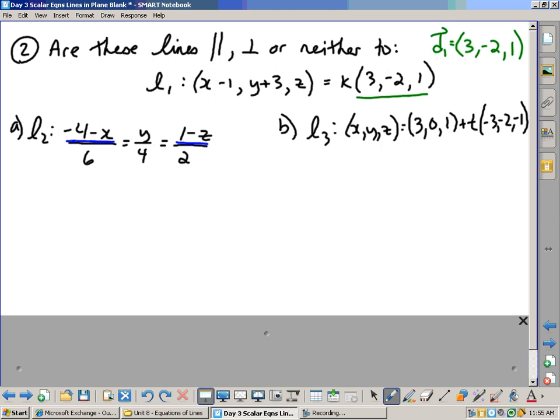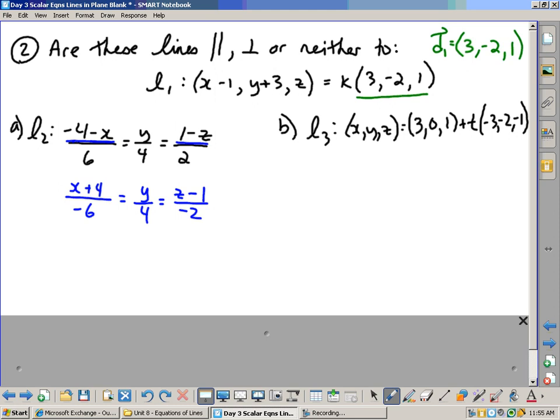We can do that by multiplying everything by negative 1. So the negative 4 becomes a plus 4. The negative x becomes a plus x, and we can put it in the front. However, the bottom is going to be minus 6. The y over 4, it's okay. It's in the correct form. The z is in the wrong spot. Again, multiplying everything by negative 1. So the minus z becomes a plus z, so I can put it first. The plus 1 becomes minus 1, and on the bottom will be negative 2.